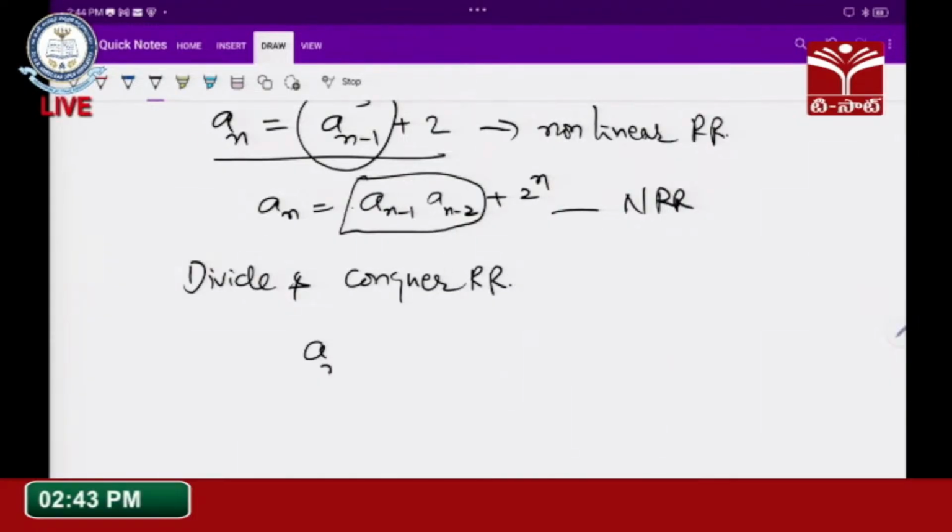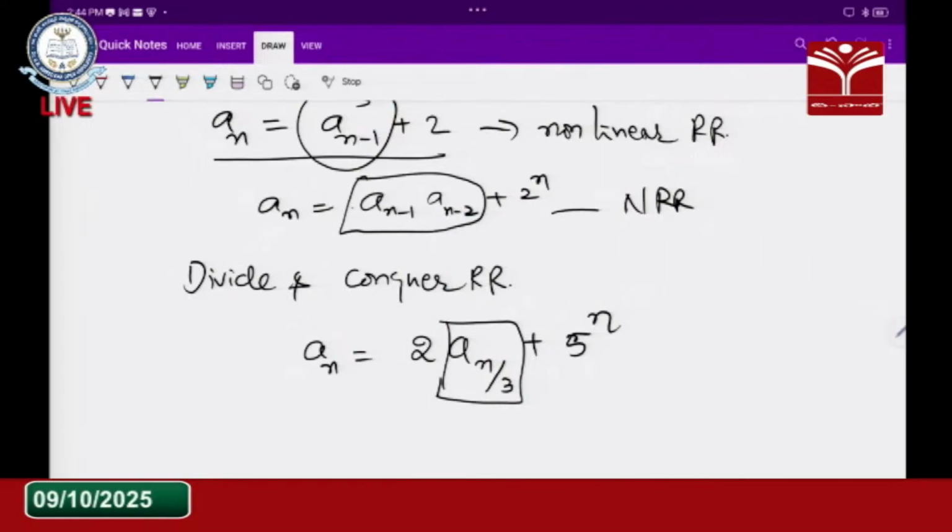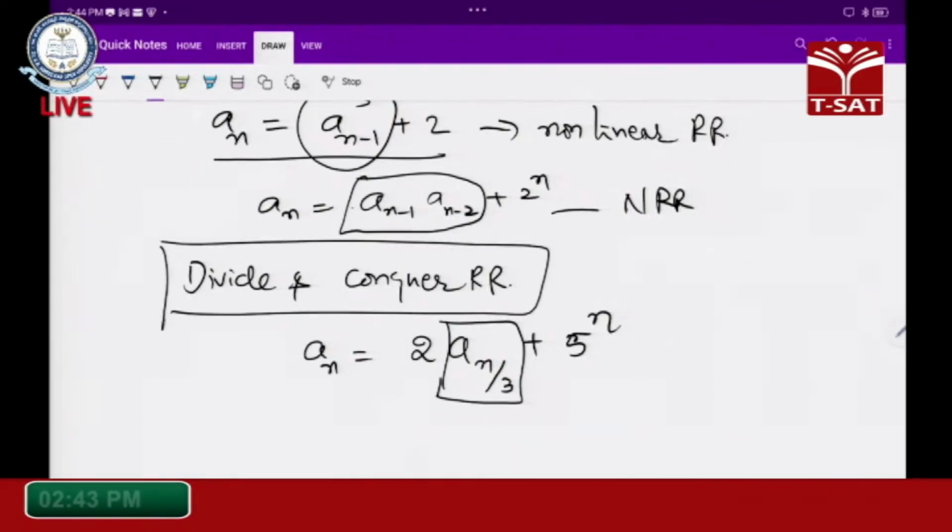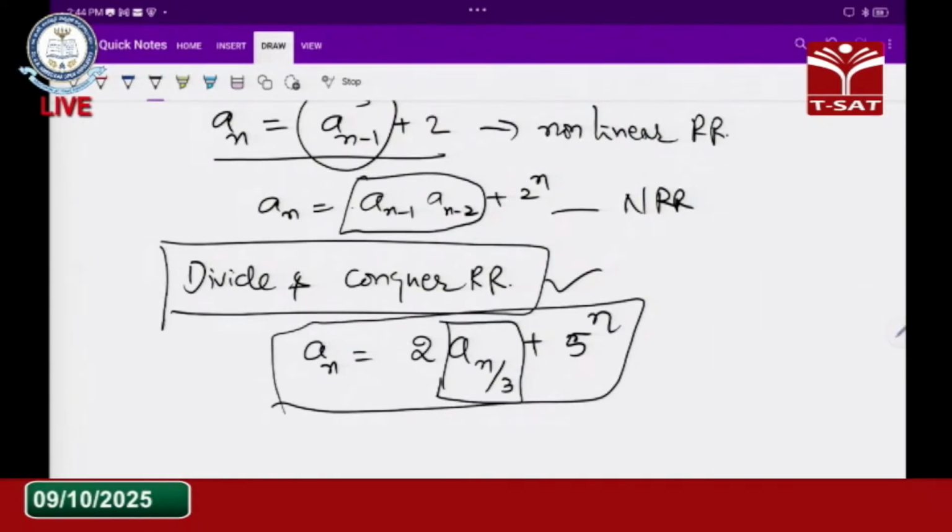One example: a n equal to 2 a n by 3, whatever it is, plus 5 to the power of n. See this term, a n by 3, is a non-linear term. That non-linear recurrence relation is named the divide and conquer recurrence relation, where this problem occurs in computers, in divide and conquer search techniques. So we have to solve this non-linearity problem; we have to transform this non-linear problem into a linear problem. Now let us see the PPT.